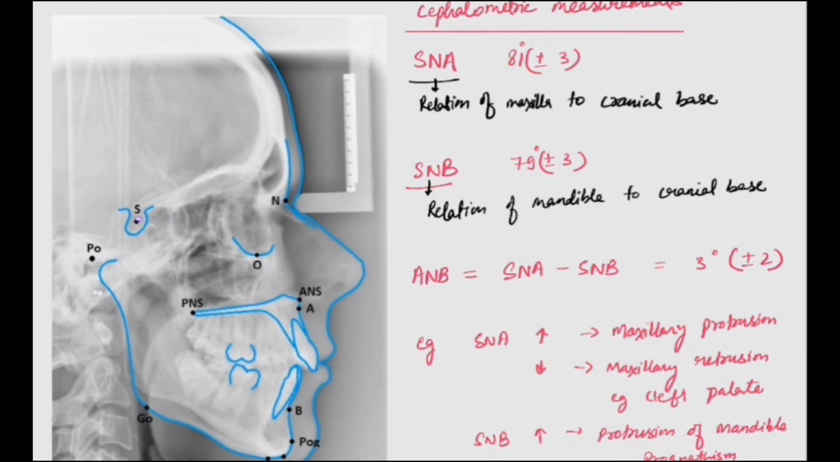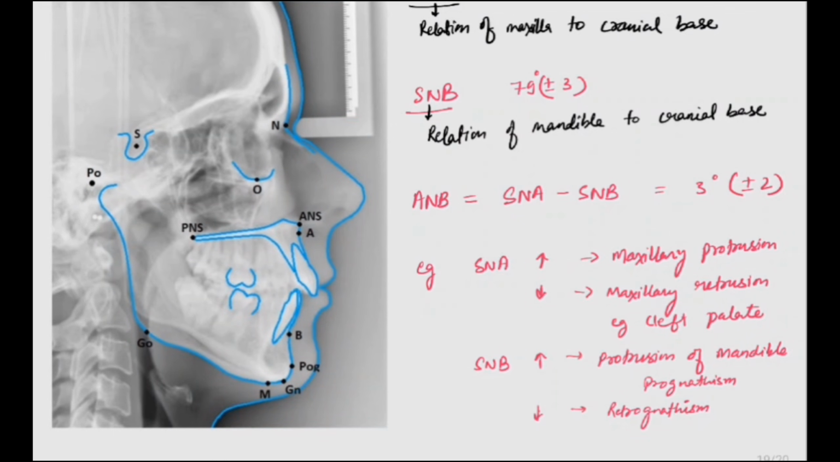The second angle is the SNB. It represents the relation of the mandible to the cranial base. It is approximately 79 degrees plus or minus 3 degrees. The ANB angle is SNA minus SNB. It is 3 degrees plus or minus 2 degrees.